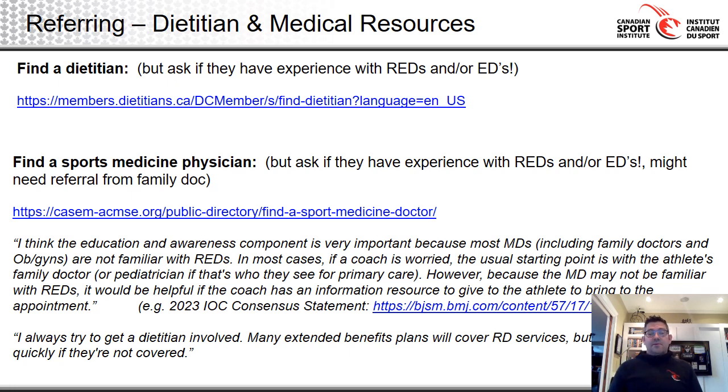So that could be something like, hey, I have these signs and symptoms, these symptoms of RED-S. Could it be RED-S? My coach and I were looking, here's the brand new International Olympic Committee consensus statement on RED-S. And this physician went on to say, I always try to get a dietitian involved as well. Many extended benefit plans will cover RD services. If not, they can add up quickly if not covered.